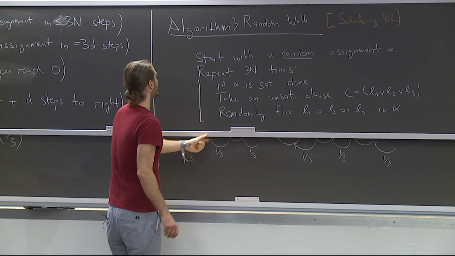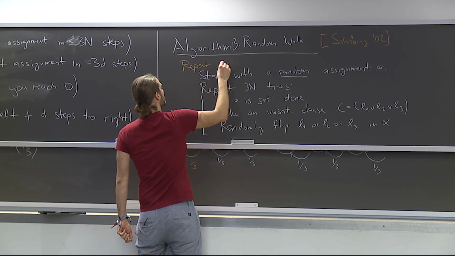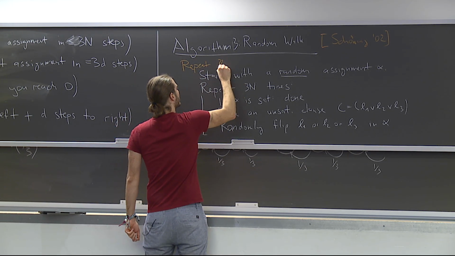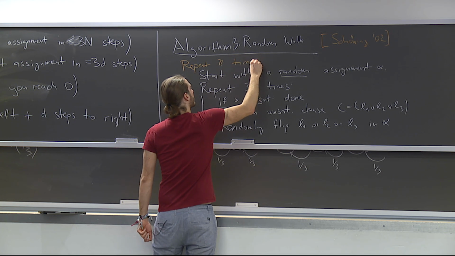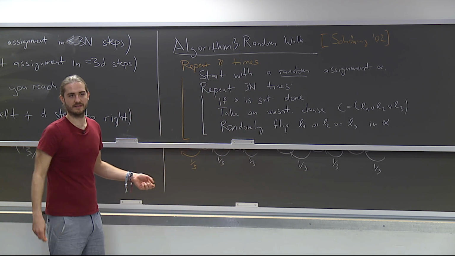Now, it's not exactly clear what it means for us, but basically what you have to do is repeat this entire algorithm some number of times. If you haven't found a satisfying assignment in the end, you say no answer.